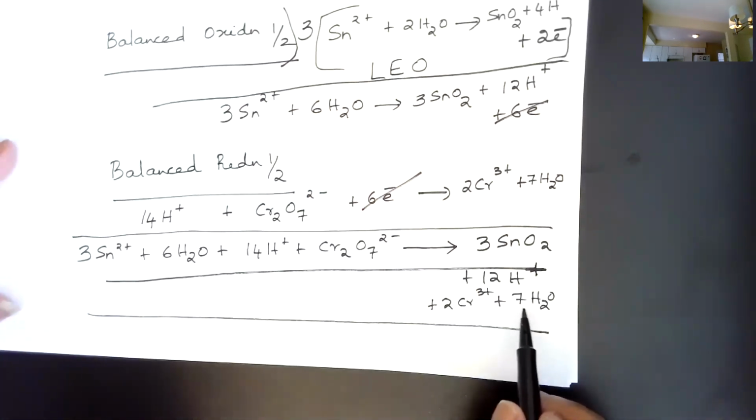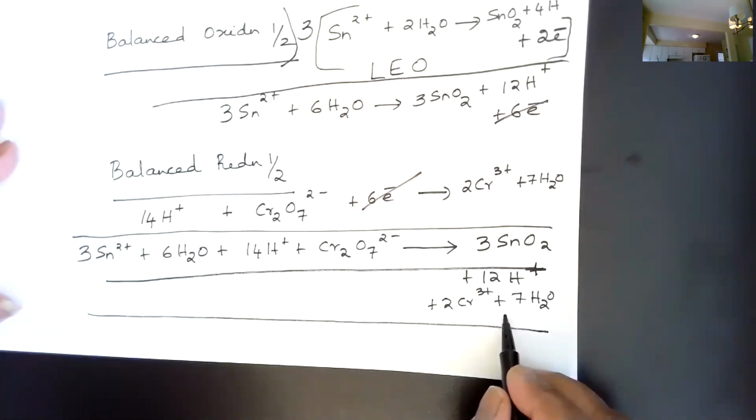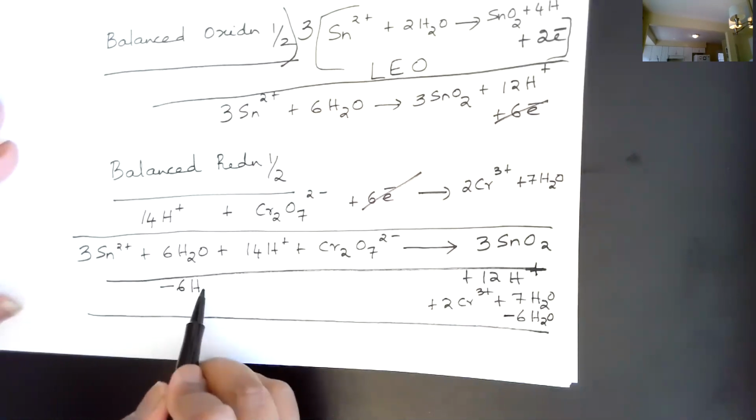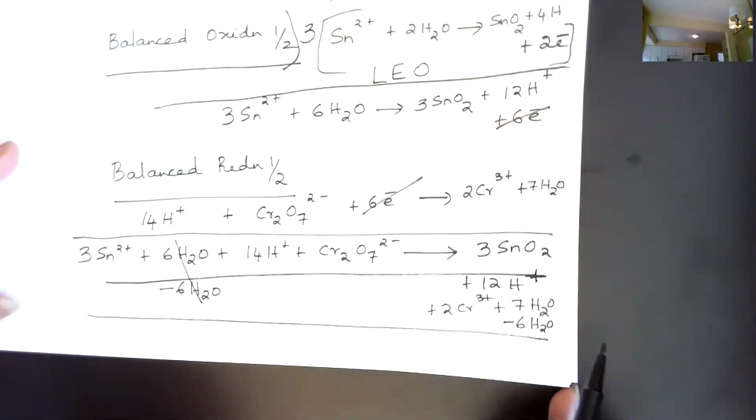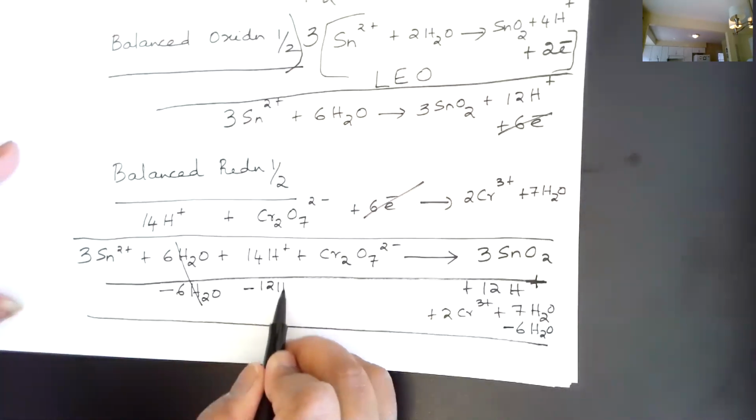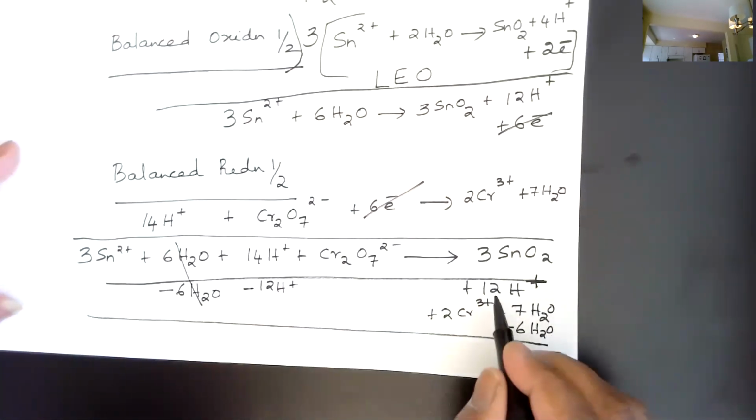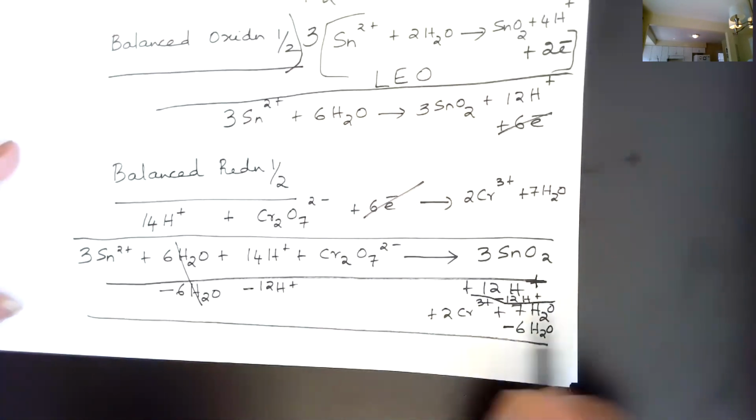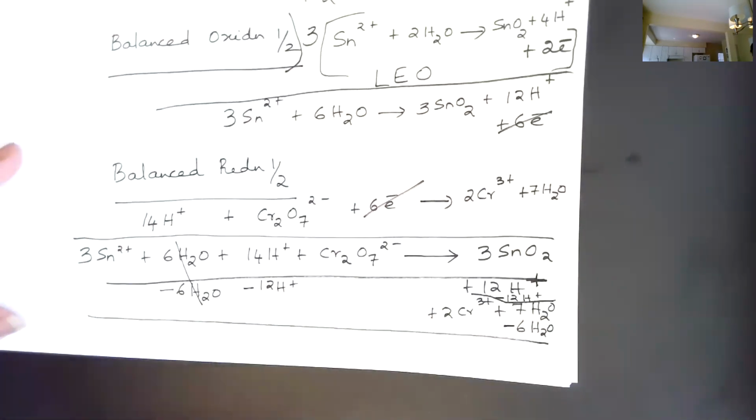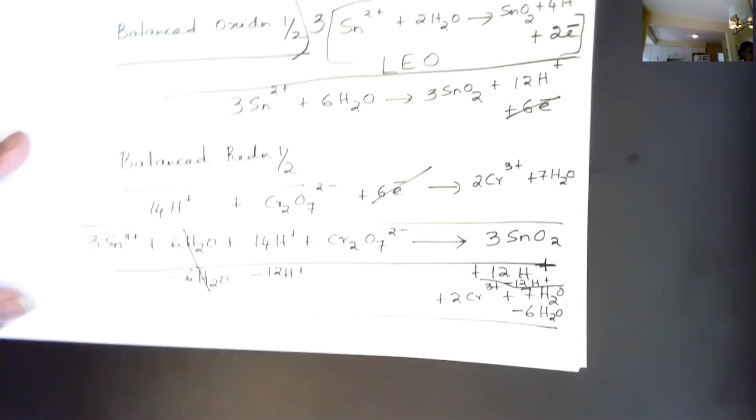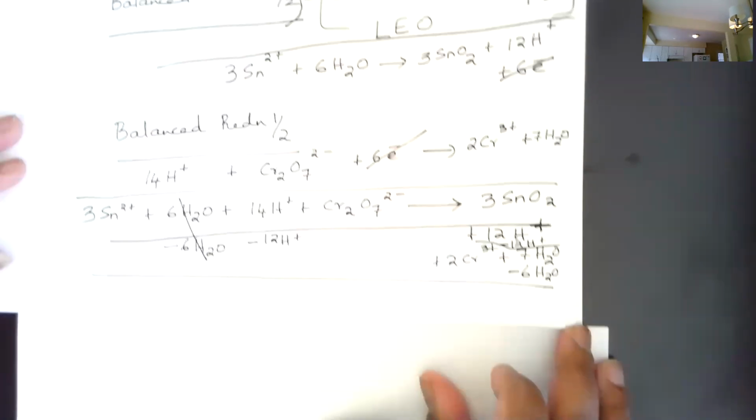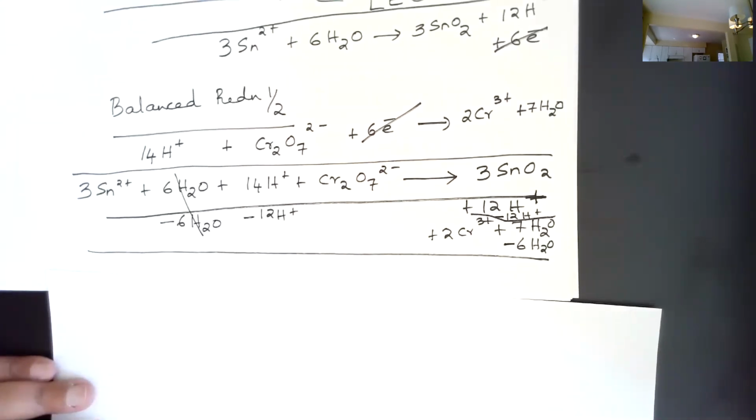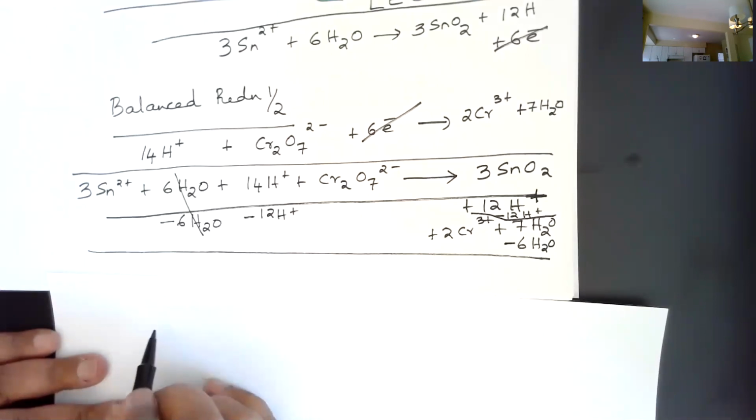Now I have 6 water molecules here, 7 here, so I'm going to subtract 6 water molecules, minus 12 H+. This is also minus 12 H+. I'm squeezing everything in. I need my long dry erase board. All I'm doing is canceling the excess molecules of water.